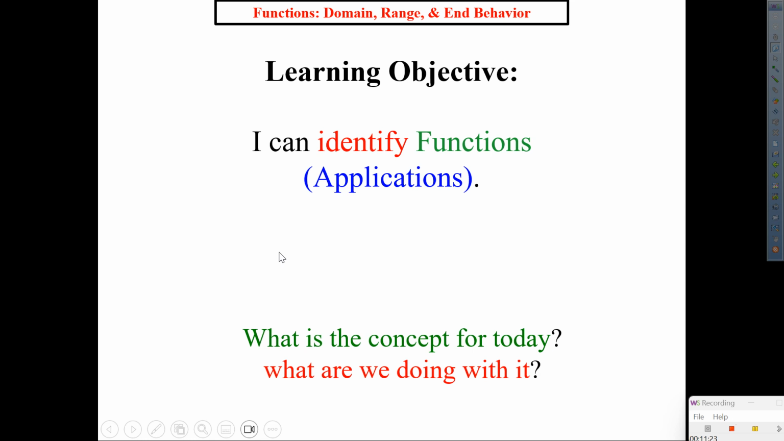All right, so at the bottom of your graph paper, we're going to use a graph today. Okay, so get that big graph paper in front of you. At the bottom left, write your objective. I can identify functions and applications. I can identify functions, and we're going to focus today also on applications.